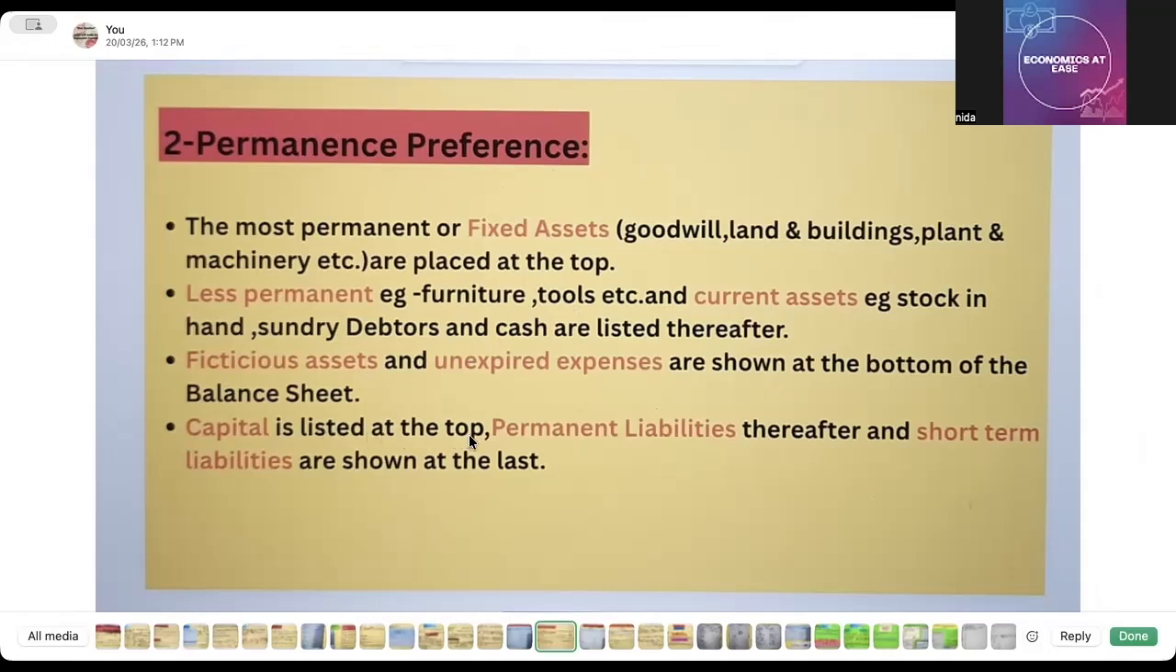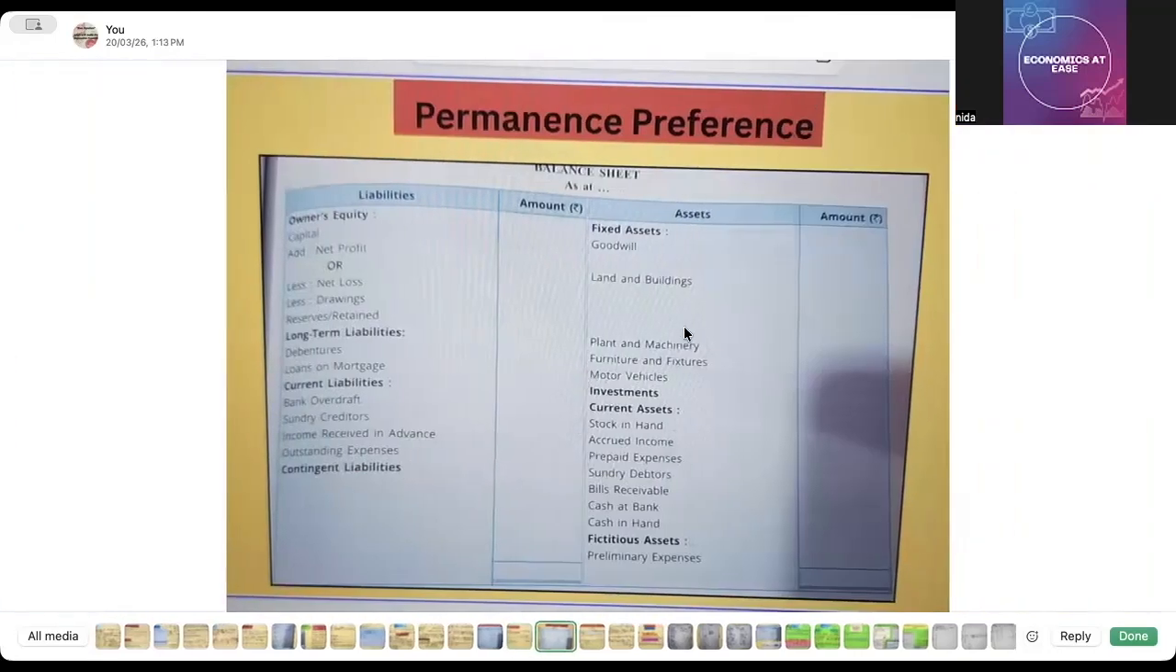Capital is listed at the top, right? Permanent liabilities thereafter and short-term liabilities are shown at the last. Now, permanence preference का ये जो है आपका balance sheet का, this is the format. You can just go through that. Fixed assets first, सबसे पहले goodwill, land and building, plant, machinery, furniture and fixtures, motor vehicles.